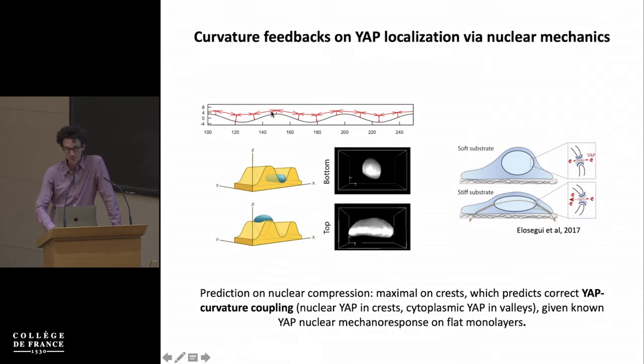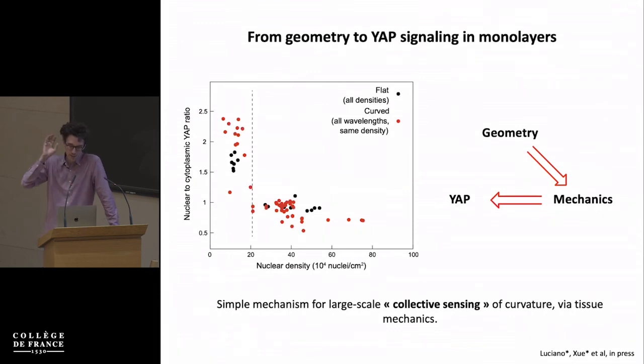What you predict is that these nuclei here should be the most deformed, and so therefore should have nuclear YAP, and these ones here should be less deformed and should have cytoplasmic YAP. And actually, that's exactly what you see in a number of systems, which qualitatively suggests that maybe you don't really need a new mechanism of sensing curvature. Just by collective mechanics of cell shape changes and what's known of nuclear mechanics, you could essentially get there. And if that's true, that's the last slide.